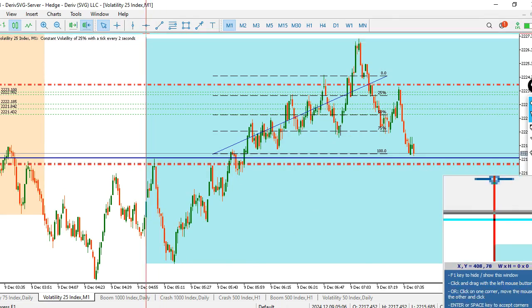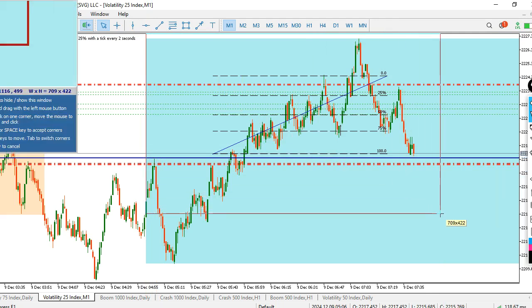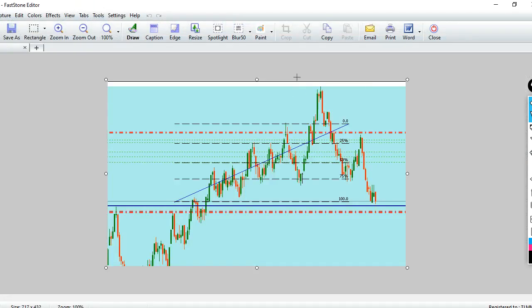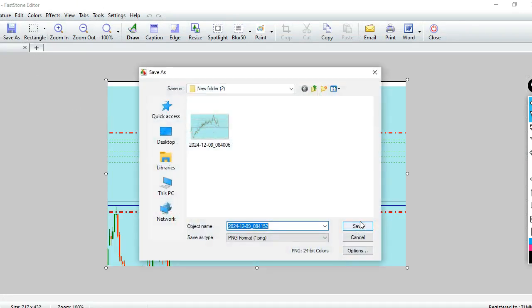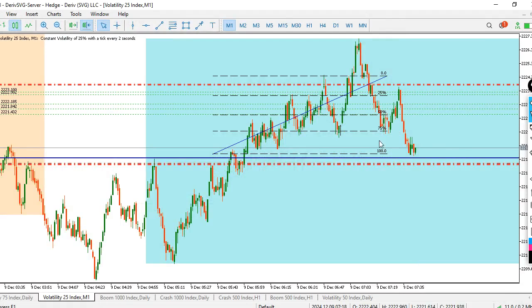I'll be doing more of this, as I'm going to be showing you the full in-depth of how you can use this CRT. It's very, very powerful and effective. Honestly, it's very powerful and effective. Just follow the rules. So this is my TP. I'm waiting for my TP to be hit.